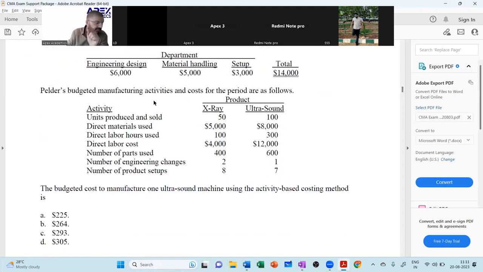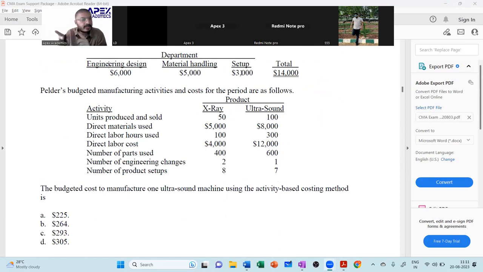Now, engineering design has a total cost of $6,000. Material handling has a total cost of $5,000. Setup has a total cost of $3,000. So total overheads that you have incurred as far as we are concerned are $14,000. Now, 50 units of X-ray are sold and 100 units of ultrasound are sold.